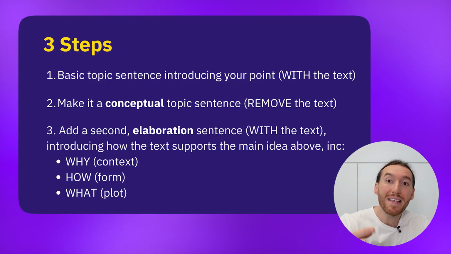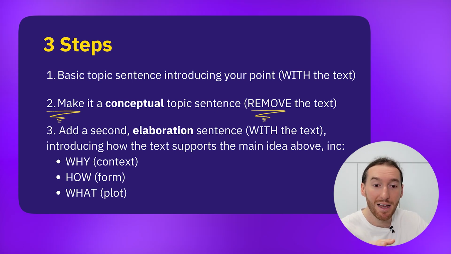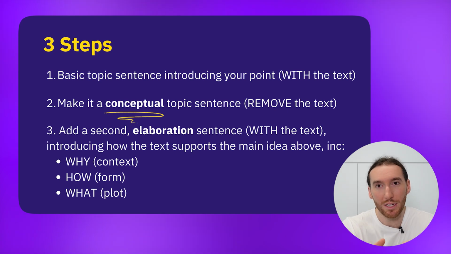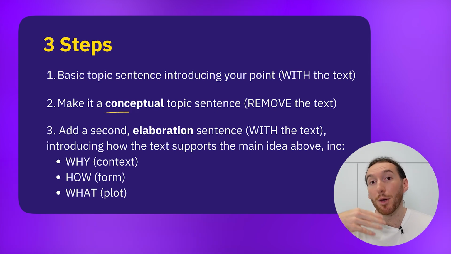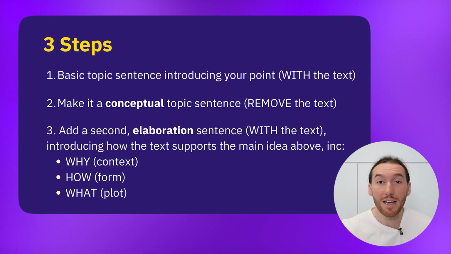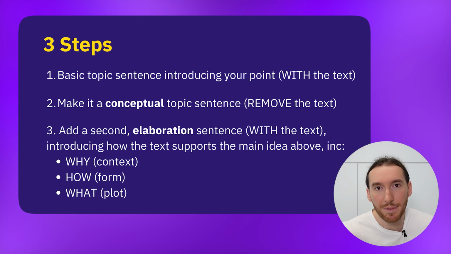So you might have a statement like that as your first topic sentence, and I'm going to go through an example in a second. But what we then want to do, step 2, is actually remove the text, remove mention of Shakespeare from that sentence, and just make it conceptual. Conceptual means we just look at the idea. So instead of saying Shakespeare demonstrates the performativity of politics, we actually just want to say politics are inherently performative. And this can drive self-interested behavior, and this can lead to deceptive behavior.